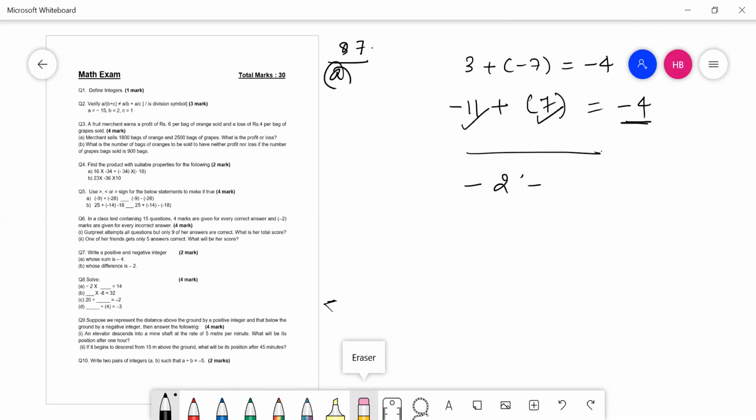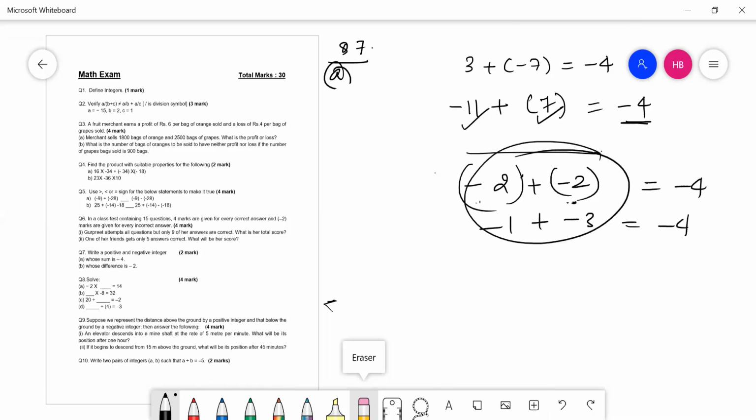Now, another catch is, you can also get -4 as an answer when you do -2 plus -2, right? Because both are negative integers, if you add them, you will get -4 as an answer. -1 plus -3 will also give you -4. But I will not accept these answers, because it is clearly written that you have to find one positive and one negative integer, such that when you add them, you get -4 as an answer.